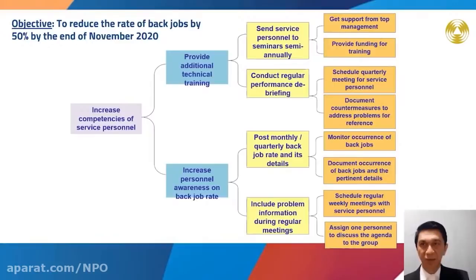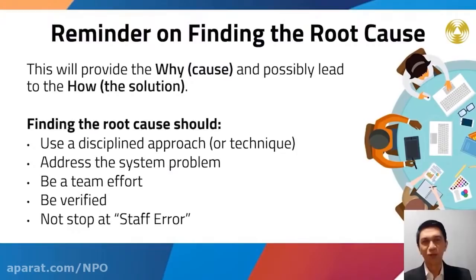So, those are the tools and the techniques that you can use for your problem-solving processes in the workplace. But I would like to give you just a few reminders on finding the root cause of a problem. So finding the root cause, you should use a disciplined approach. Use the technique. Do the systematic analysis. Don't skip a necessary step. And it is also important that you address the system problem. Do not stop at the human error. I will explain later on.